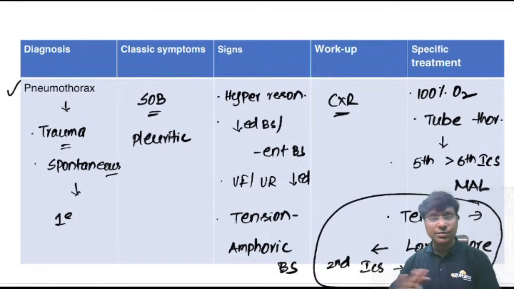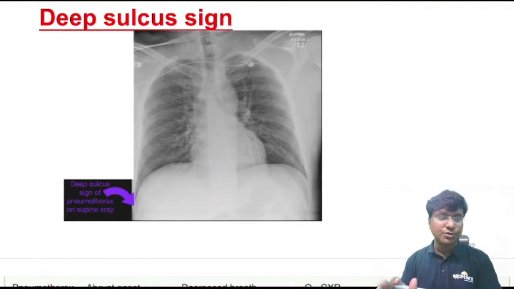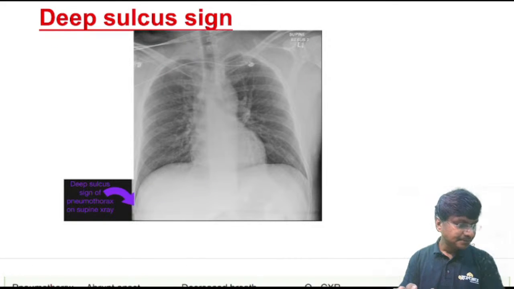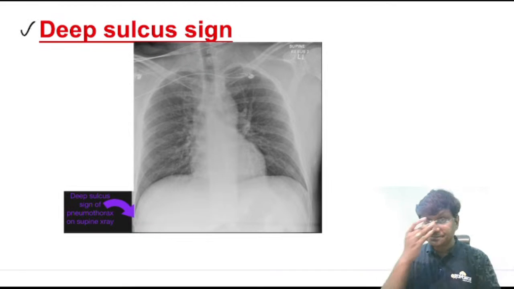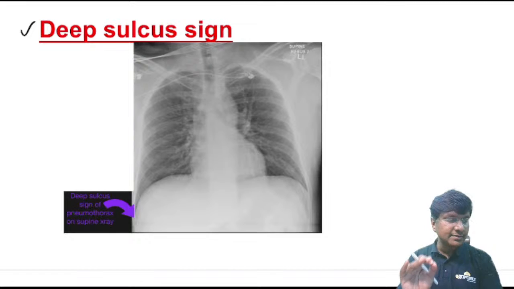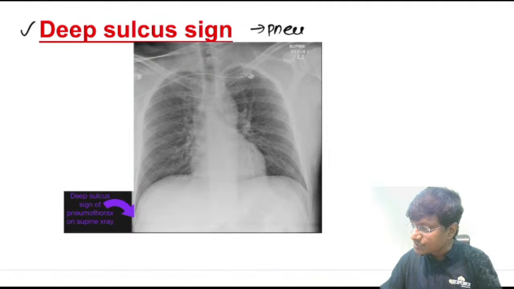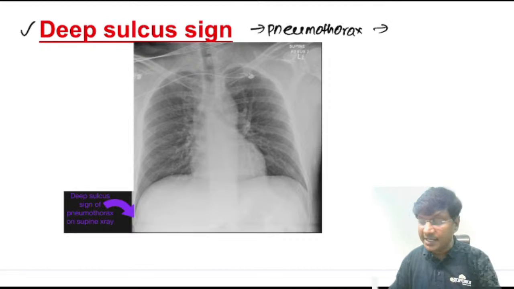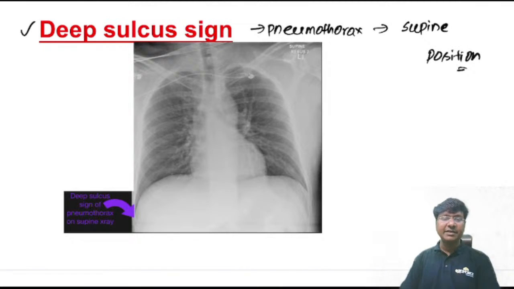Okay. So that is about your pneumothorax, which is a pulmonary emergency. And one important chest x-ray finding in case of the tension pneumothorax that you need to know is the deep sulcus sign. When will you get this particular deep sulcus sign? You get this in patients with pneumothorax when you take the x-ray in supine position, which is a very, very important question.